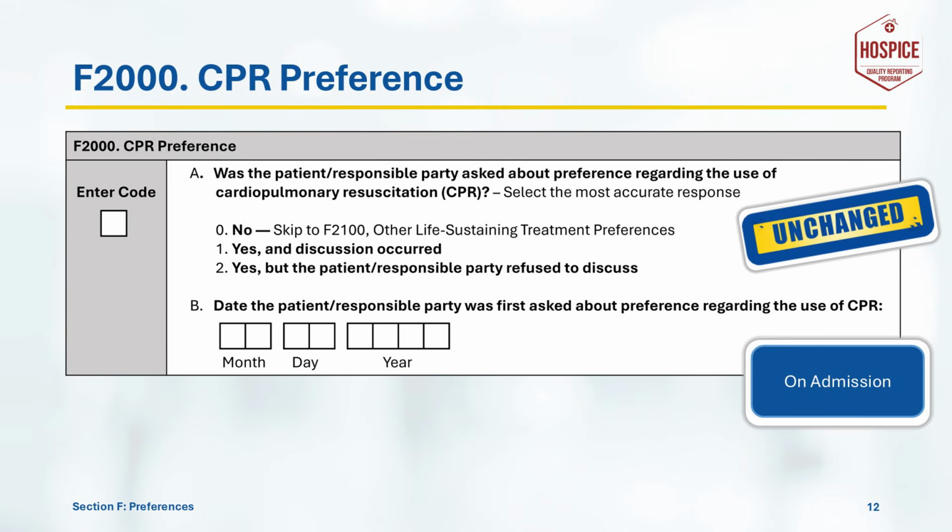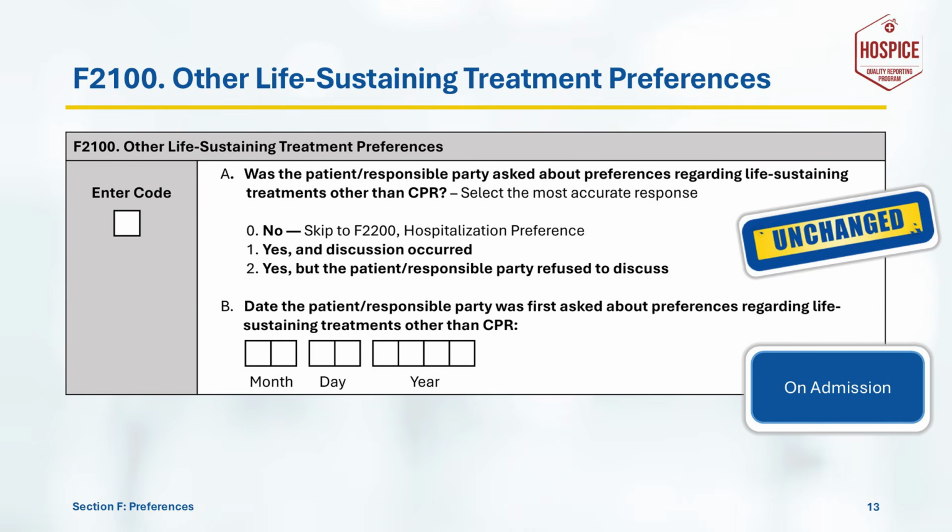The next 4 slides depict the 4 different preference items found in this section. The first snapshot from the HOPE tool is the first preference item, F2000, CPR preference. Again, this item is unchanged and collected on admission. Here is the second preference item, F2100, Other Life-Sustaining Treatment Preferences. Again, this item is unchanged and collected on admission.